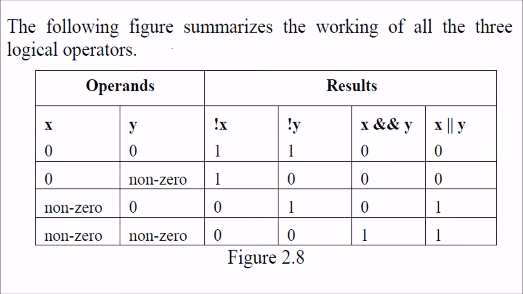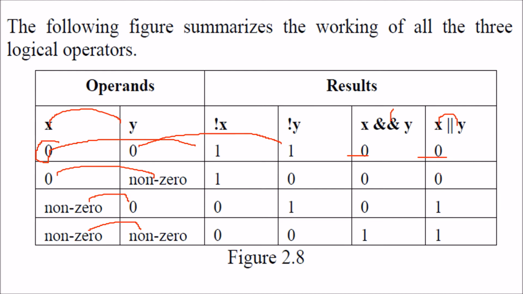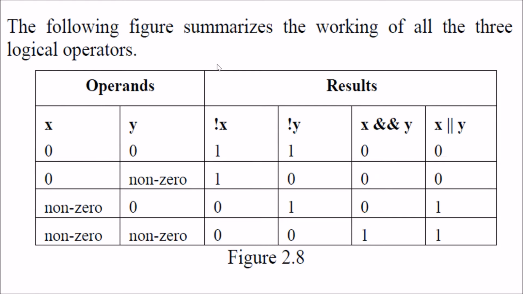This summarizes the working of the logical operators. This is x, y. NOT x: 0 becomes 1, and likewise for y. OR will give you 0 only when both are 0, but if any of them is non-zero, x OR y will always give you 1. And if any of them is 0, then x AND y will give you 0, but when both are non-zero, it will give you 1.